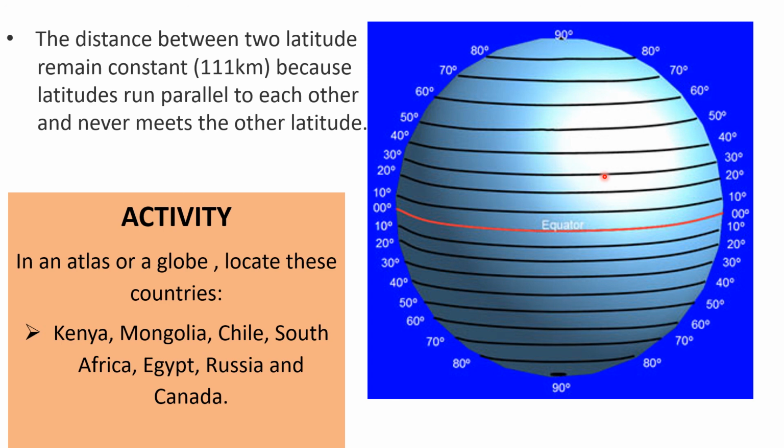Understood, students? Now I am giving one activity to you all, that is, take one atlas or a globe, locate these countries: Kenya, Mongolia, Chile, South Africa, Egypt, Russia, and Canada. Clear?